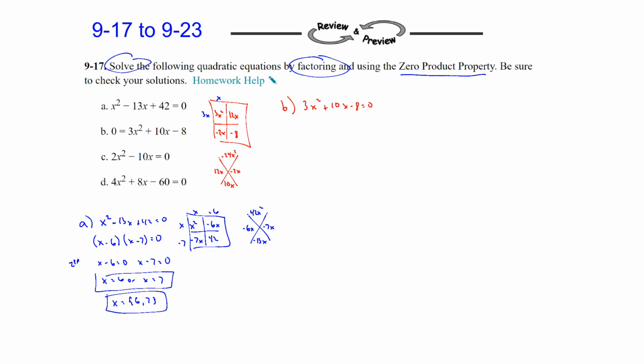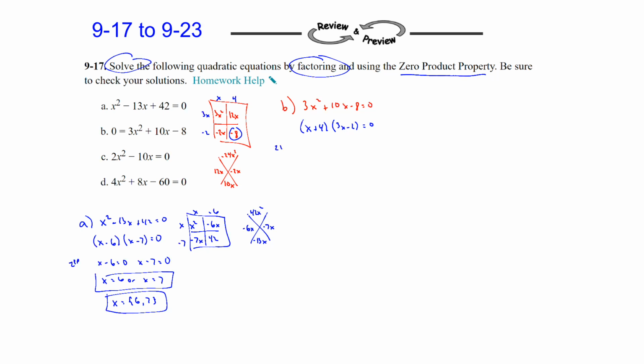So 3x times 4 gives you 12x, and x times negative 2 gives you negative 2x. 4 times negative 2 does give us our negative 8 tiles. So that looks like it does work. So we will factor to x plus 4 and 3x minus 2. Once again, two factors, and the product of the two factors is equal to 0.